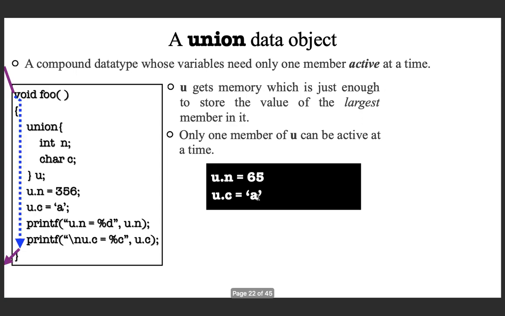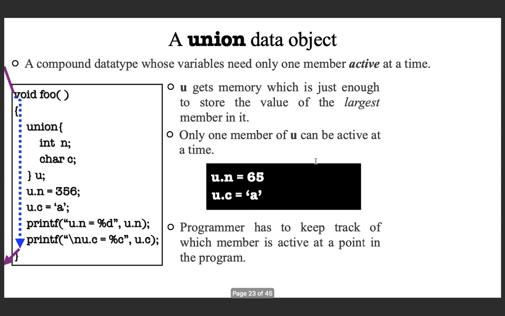And I hope you are getting me. So the program finishes, so the instance is also getting deleted. And now note that it is the programmer's responsibility to keep track of which member of a union variable is active at a point in her program. And with that example, I think the union programming construct is clear to you.